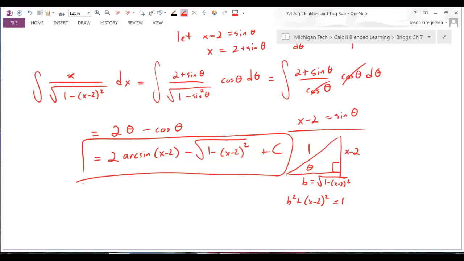Other questions? Should we always pick 1 as the hypotenuse? Yes. I mean, you could make it more complicated, but why make it more complicated.